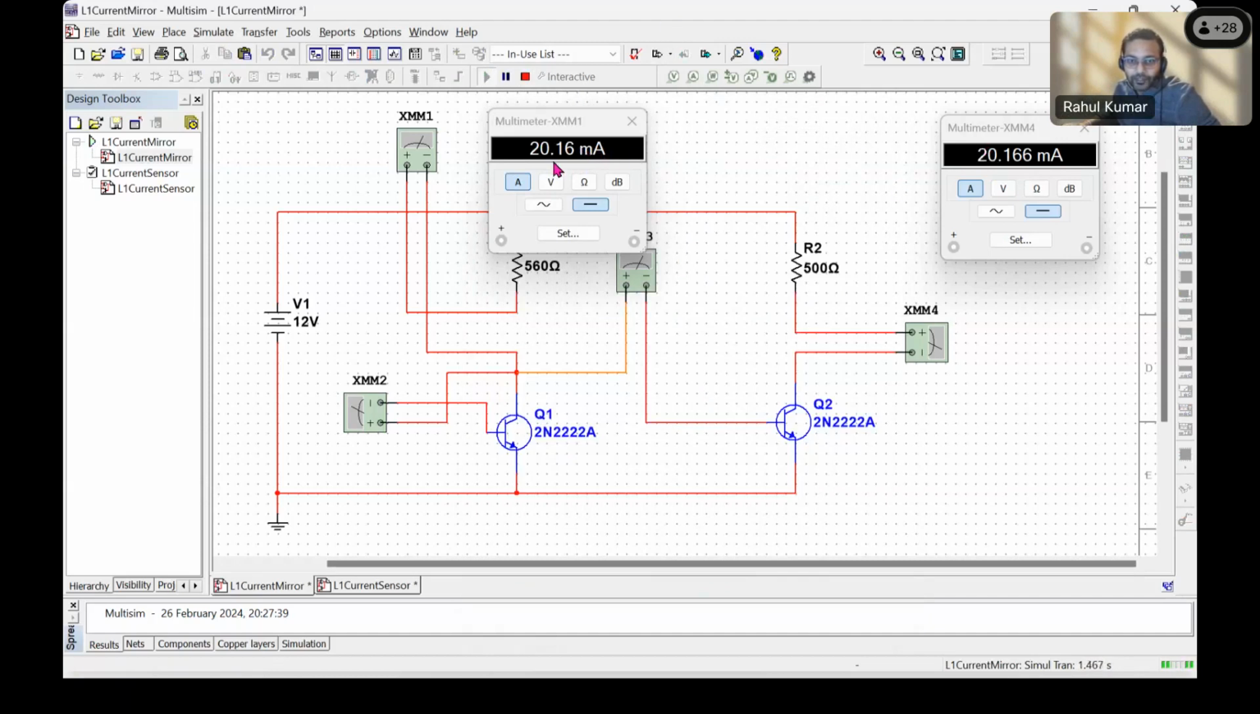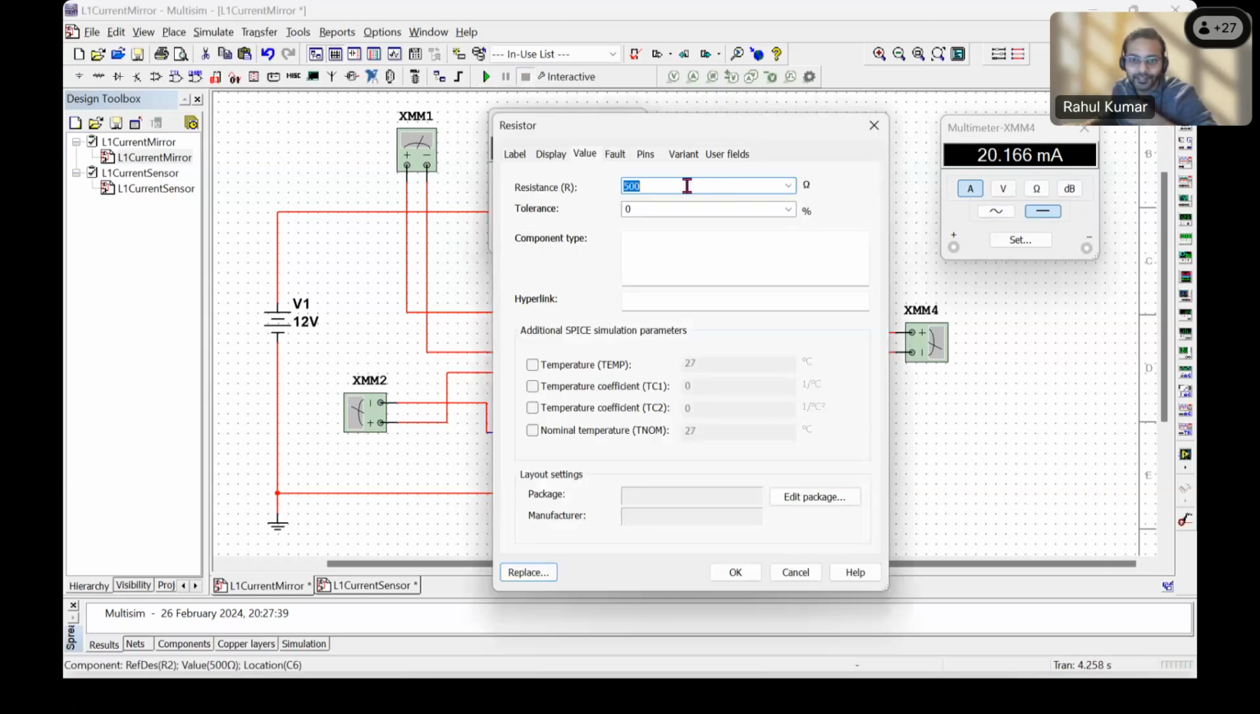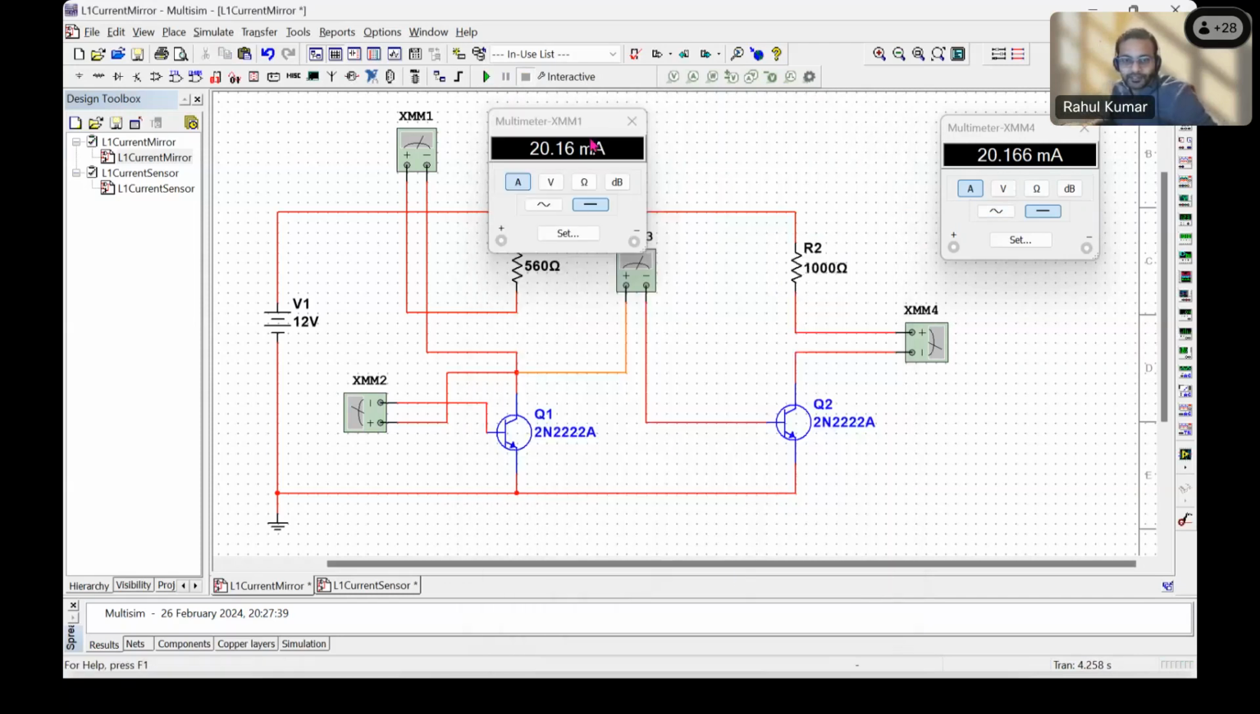Quite close, like 20.16 and 20.166. So quite close enough. And so still, I think this is the limit. Maybe 500 is the limit. Now, if I increase the output resistance to maybe 1,000 ohms, yeah, it fell down, like it's 11, 12 milliamps.